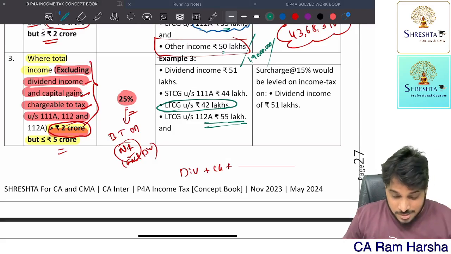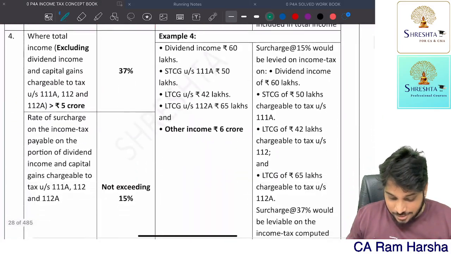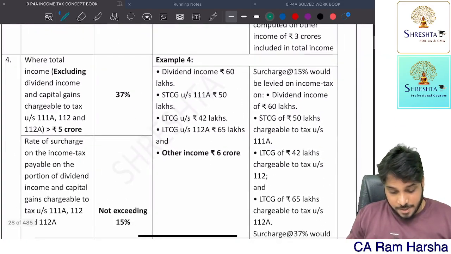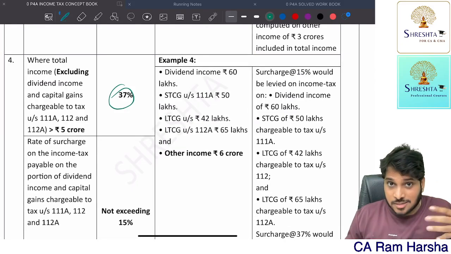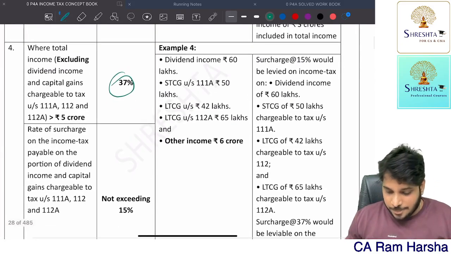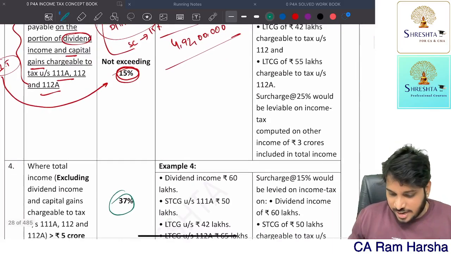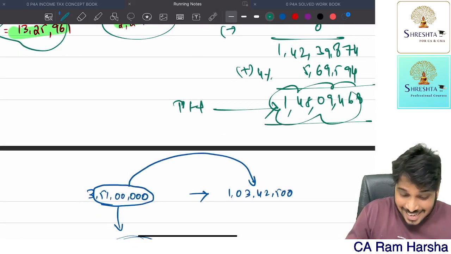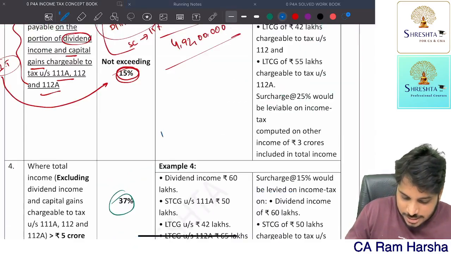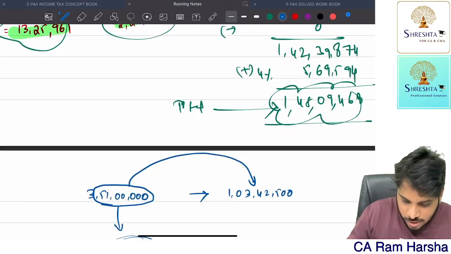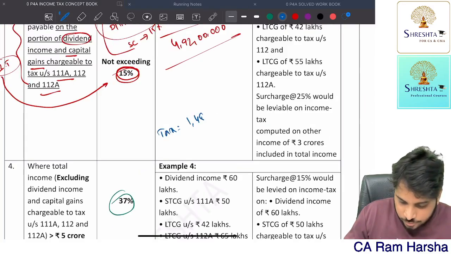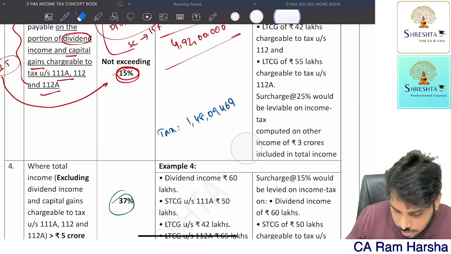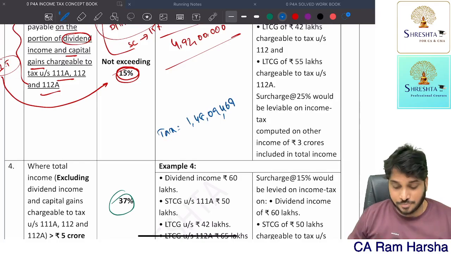Now from this third example onwards, you have to calculate the fourth example and fifth example also in the same manner. But remember, in the fourth example, it is again different. The surcharge rate is different. Okay. So for the third example, what is the final answer? What is the total tax amount? 1 crore 48,09,468. That's it. This is the answer.